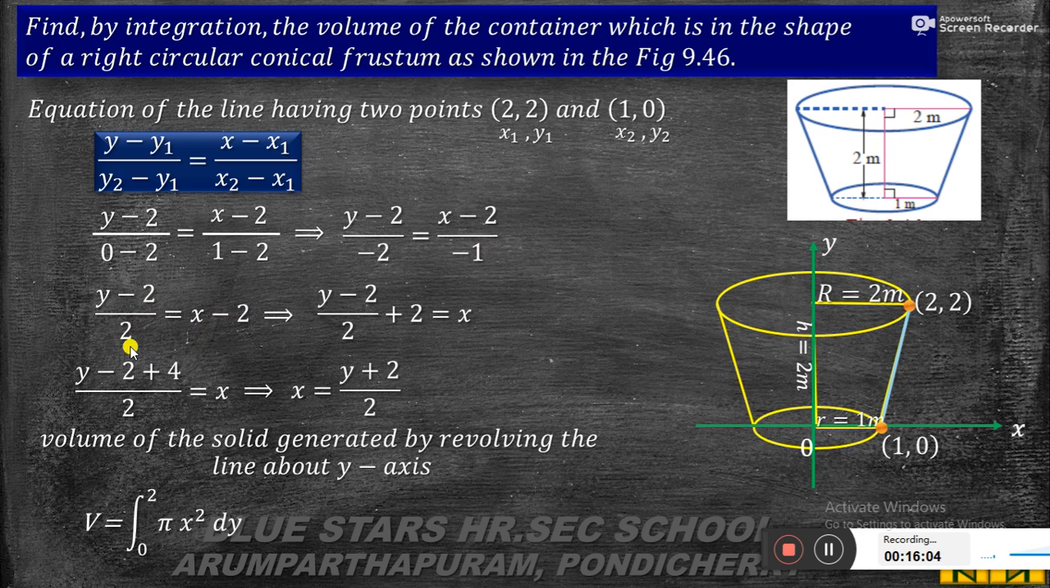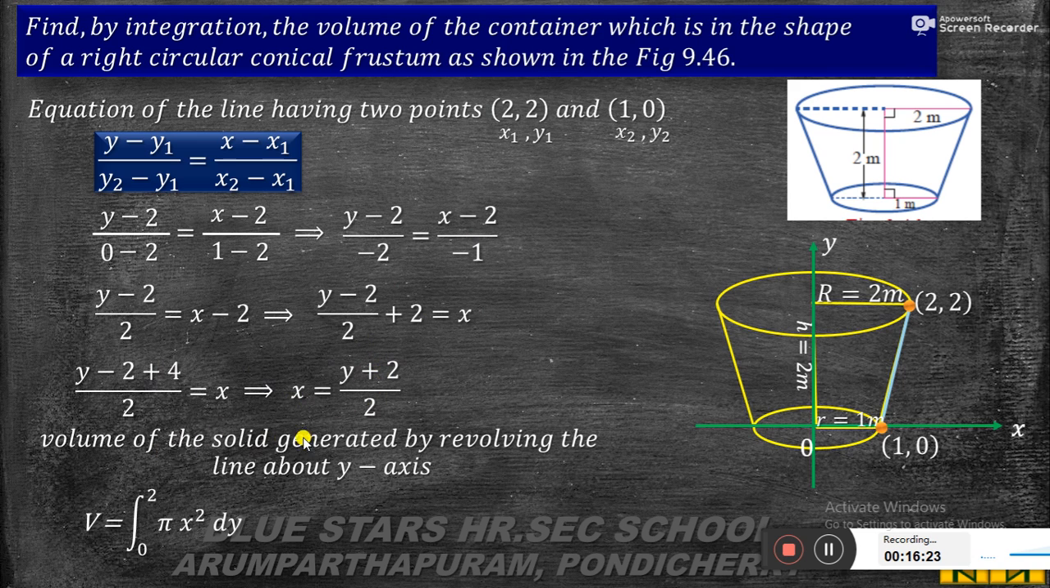In the next step you do the cross multiplication, or otherwise take the minus 2 to the left hand side, so (y minus 2) by 2 plus 2 equal to x. Then y minus 2 plus 4 by 2 equal to x. Minus 2 plus 4 is plus 2, so x equals (y plus 2) by 2.